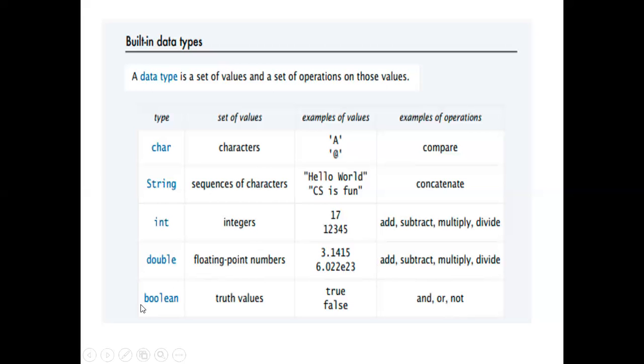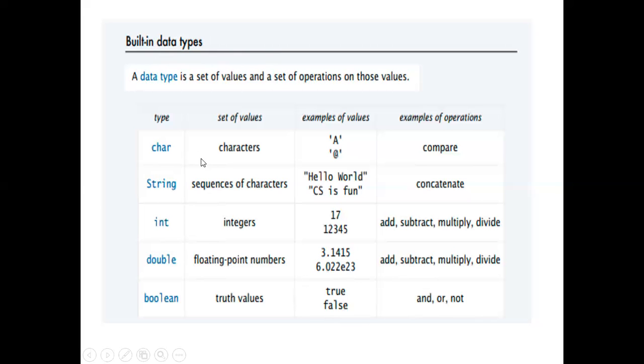Next data type is Boolean. To remember Boolean, we always have to remember the truth table that we have studied in math or physics, the TTFF truth table. Boolean works in that way only. The output it generates, or the value it stores, is always true or false. The operations that can be performed are and, or, and not. This is just a brief description of the data types.